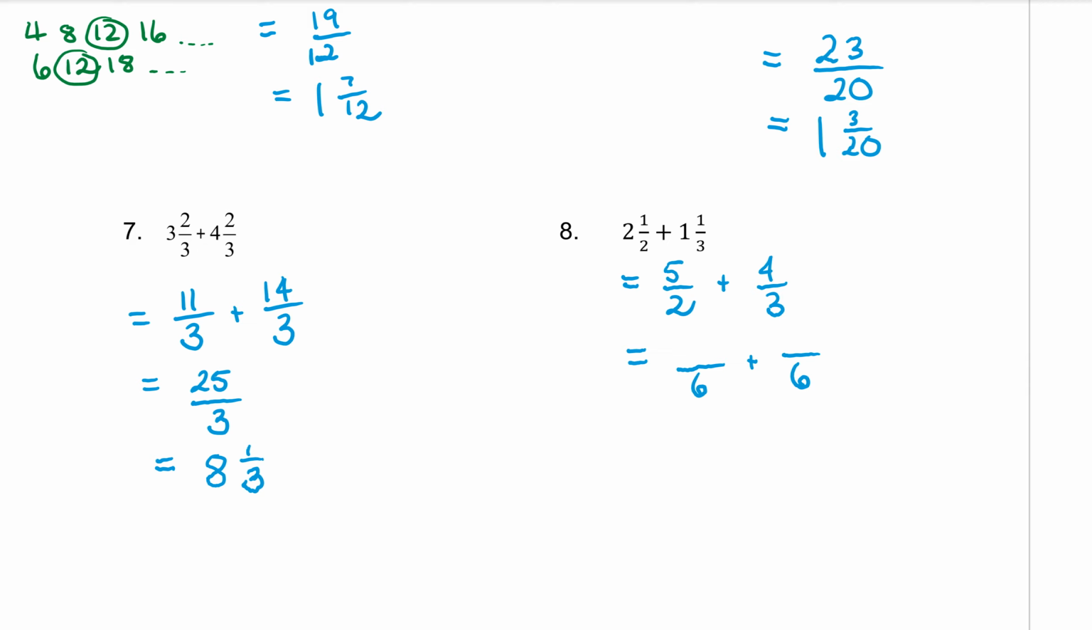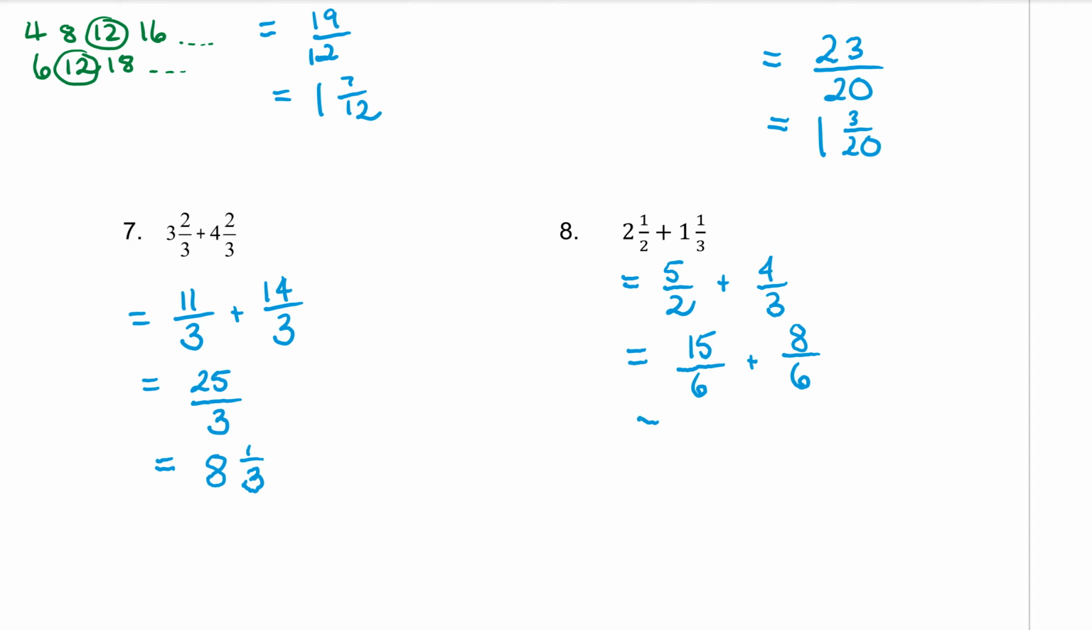Now the 2 needs to become a 6 down here, so that means I need to multiply by 3. So I do the same thing to the 5. I multiply 5 by 3 to get 15 for the top. Okay, now I look at the second fraction. The 3 has turned into a 6, which would be multiplying by 2. So I do 4 times 2, which is 8 for that top number.